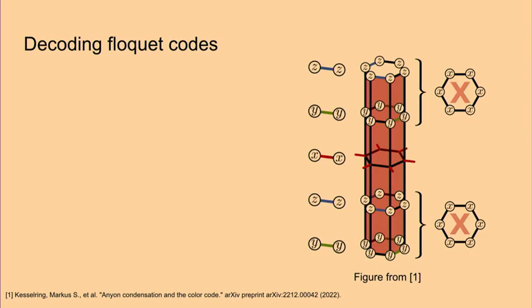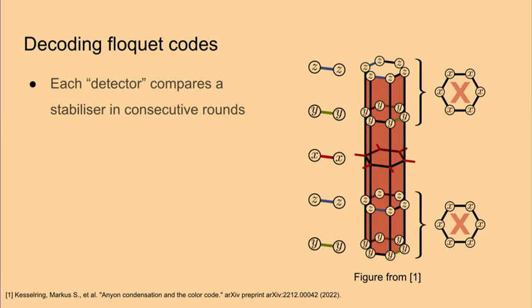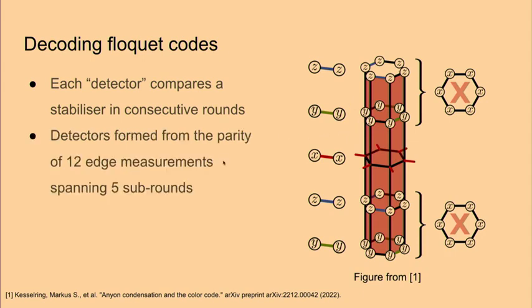So all Floquet codes, including the hyperbolic ones in our work, can be decoded straightforwardly with matching. And the way this works is just like for the surface code: you can pair consecutive stabilizer measurements in consecutive rounds. Here, each stabilizer is formed from the product of 6 edge measurements. And so you form a detector from the parity of 12 edge measurements spanning 5 sub-rounds. And then you can use STIM to construct a matching graph, which can then be decoded with matching or union-find. So decoding is efficient and straightforward.